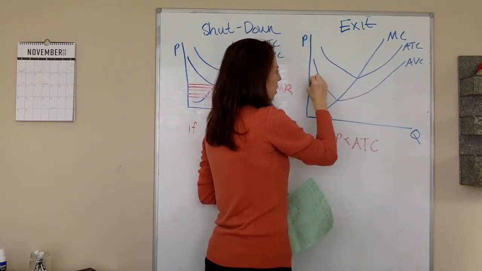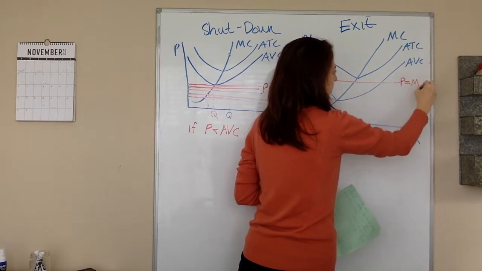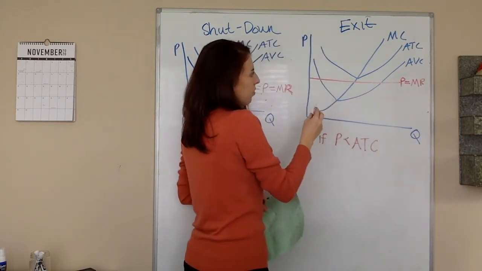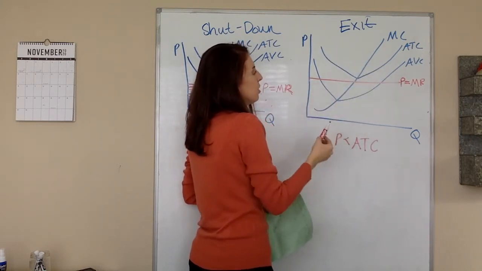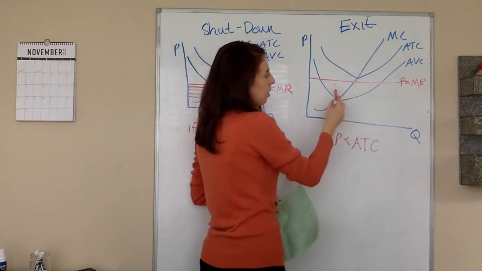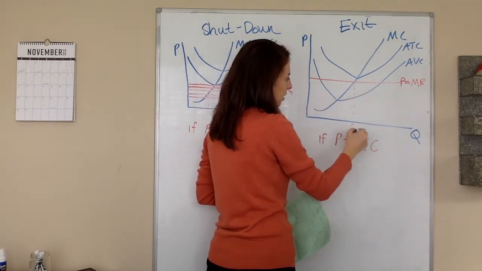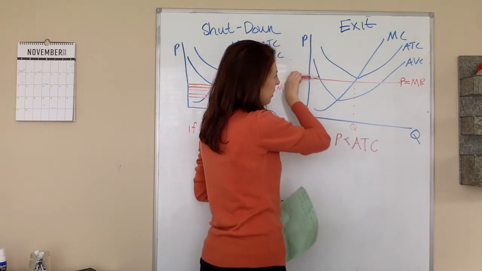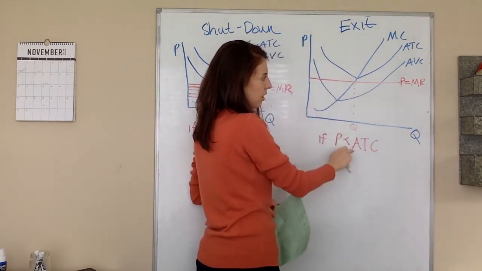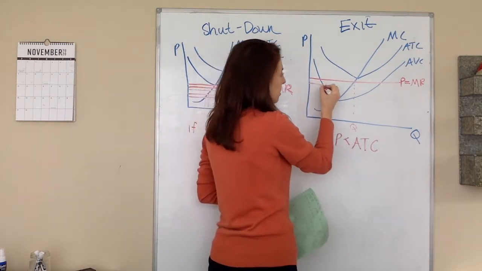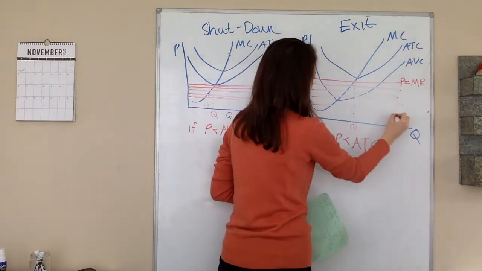If the price bar was here, then the price is always less than the average total cost. So in this situation, the firm would set marginal revenue equal to marginal cost. They produce this quantity. At this quantity, here's the price, here's the average total cost. The price is less than the average total cost, so exit. That would also be true if the price was here, or here, or here.